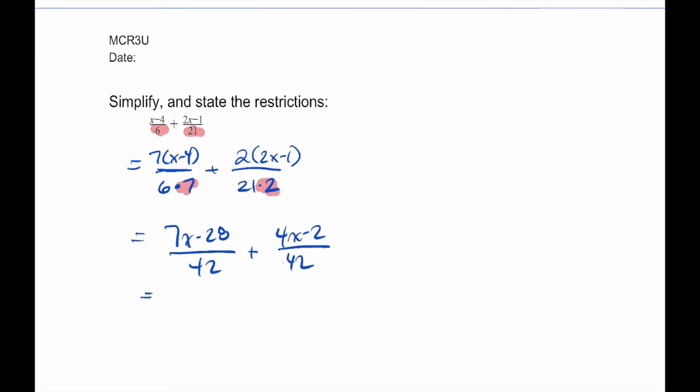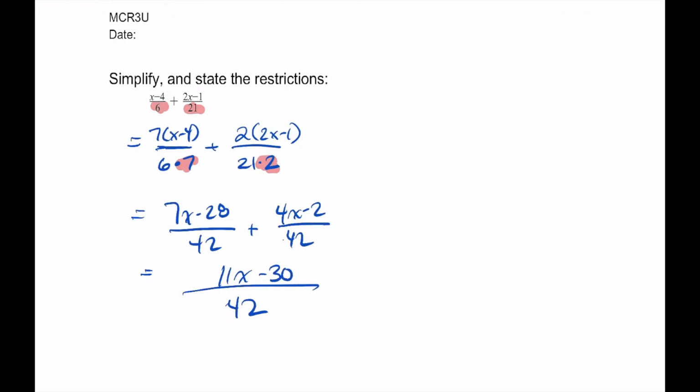So now that I have a common denominator of 42, I'll just convert to a single fraction and combine the polynomials, simplifying the polynomial up top in my head. So 7x plus 4x is going to be 11x, and negative 28 plus a negative 2 is going to be negative 30. So there's the final answer. We can't reduce that any further. We could try, but the numerator is not even factorable.